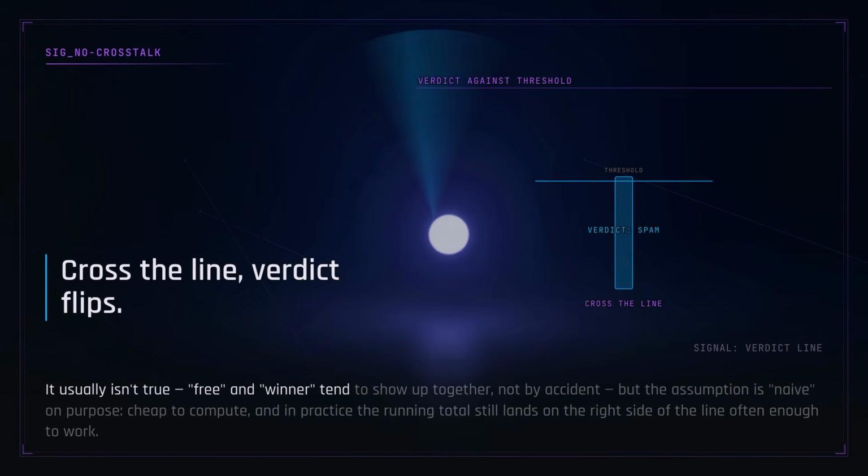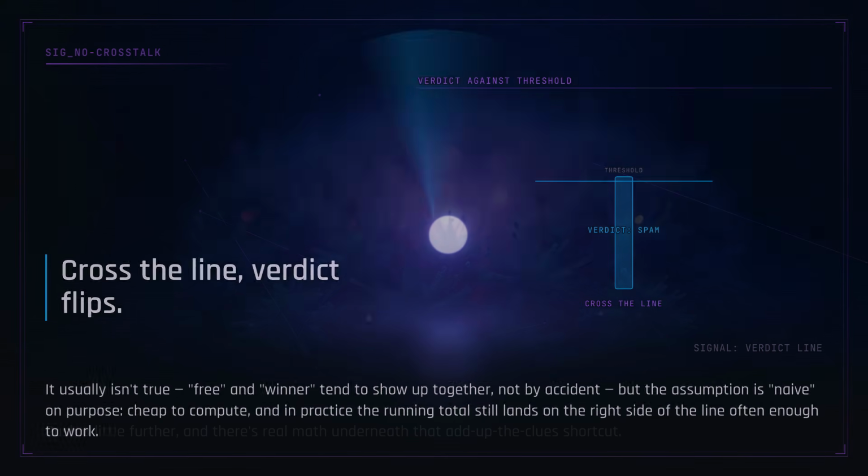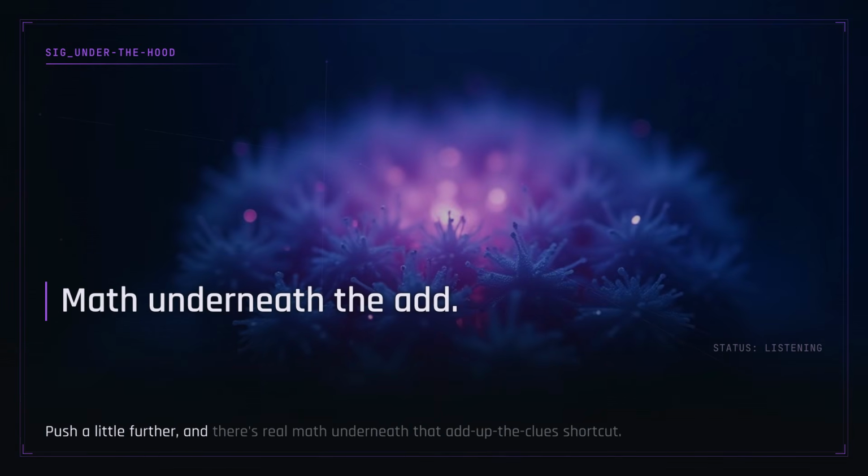"Free" and "winner" tend to show up together, not by accident, but the assumption is naive on purpose, cheap to compute, and in practice, the running total still lands on the right side of the line often enough to work. Push a little further, and there's real math underneath that add-up-the-clues shortcut.